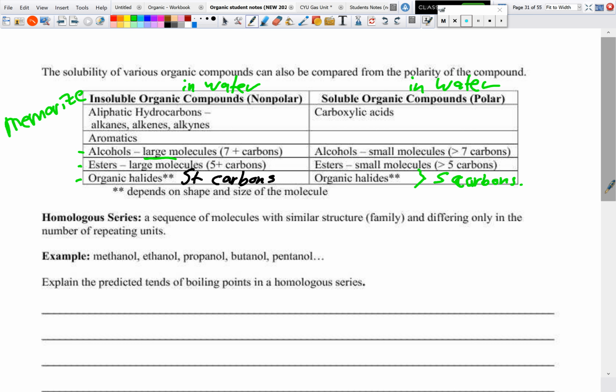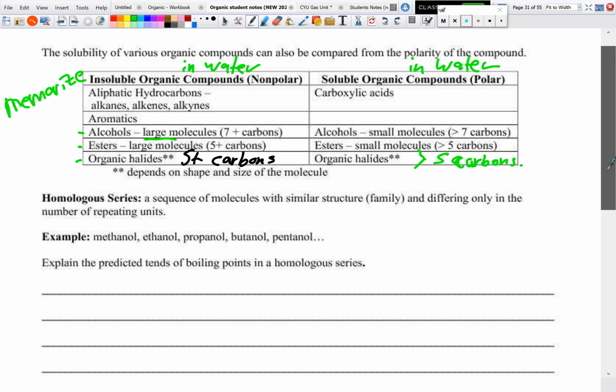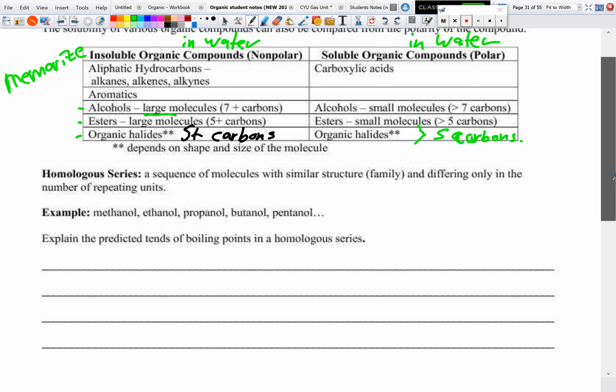For the most part with a lot of the examples, I'm not going to ask you, will heptanol dissolve in water, where it's right at 7? Not going to get into that. It will be quite obvious if we're talking about large alcohols, so you're going to see 10, 12, 13 carbons with a hydroxyl functional group. It's going to be ridiculously large, or it's going to be small like methanol, ethanol, propanol, butanol, just those right there.